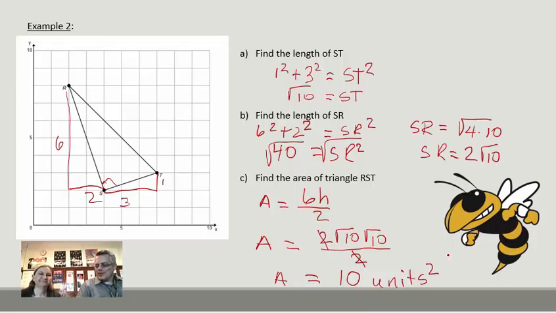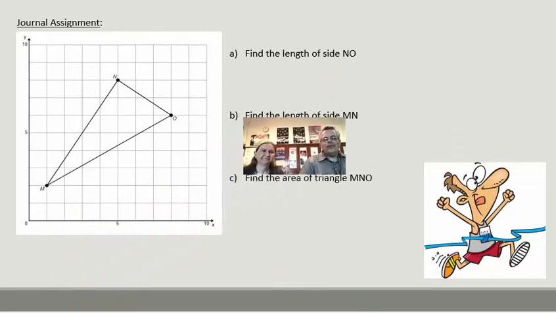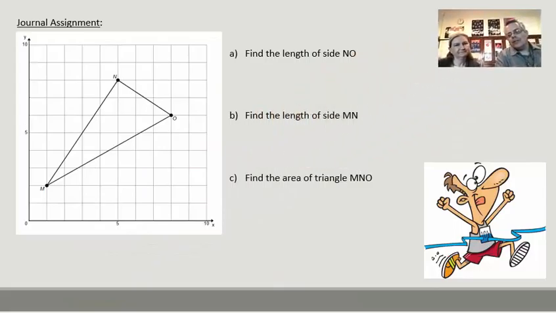So there's your two examples. Or just two, but there's a lot of math there. We have one for you. This is a right triangle. Mrs. Les, can you mark the right angle? You're going to find the length of NO and the length of side MN. So you're going to find the base and the height, and then multiply them and divide by 2 to get the area. Then you're all done. It won't take too long. Good luck. It won't be too bad.